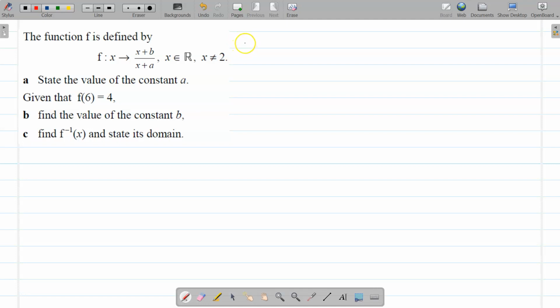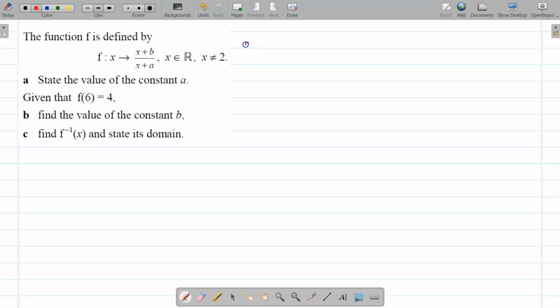Welcome to this A-level question on functions. Now we have here a question about a function f where x maps onto this thing here. x is a member of the real numbers and the domain is restricted so that x cannot equal the number 2. And from that we've got to state the value of the constant a.